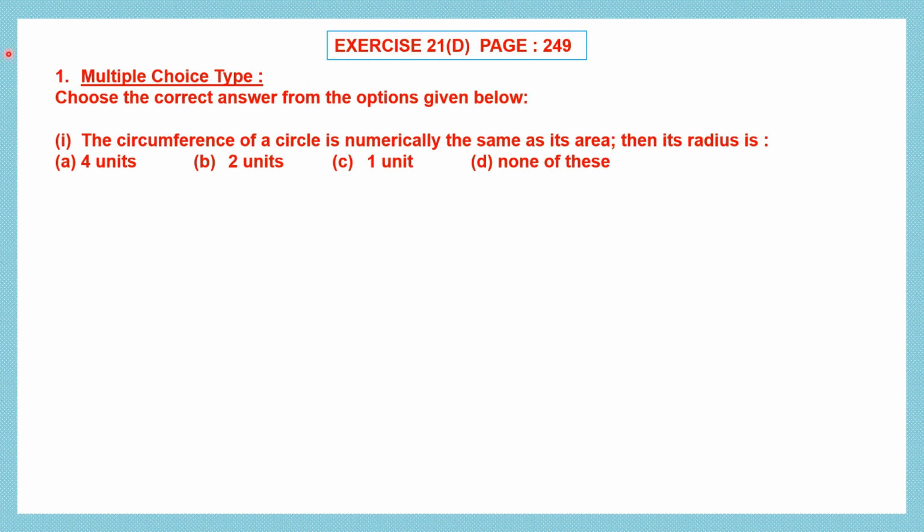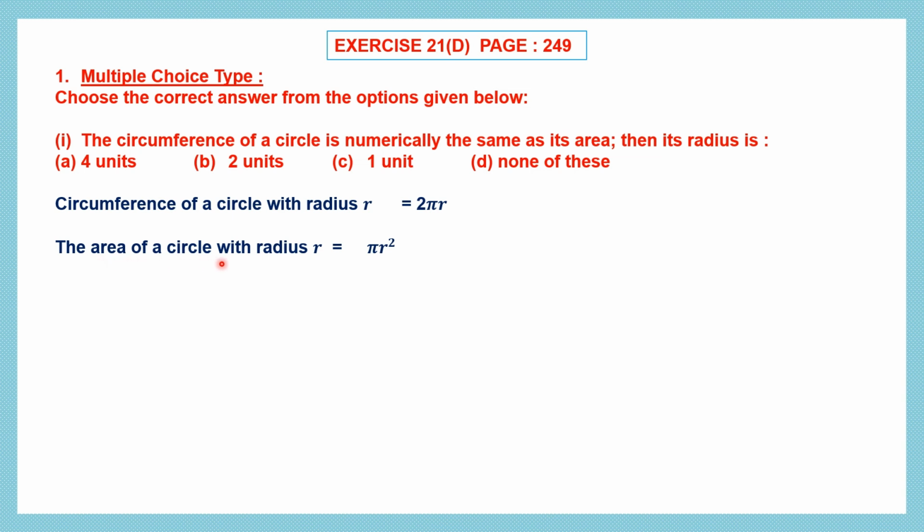Since the values have not been mentioned, we have not been told what the circumference of the circle is, nor are we told what the area of the circle is, we are going to use the formulae for these. So let's begin by saying the circumference of a circle with radius r, when the radius is given, is 2 pi r. Now area, what is the formula for area? The area of a circle with radius r is pi r square.